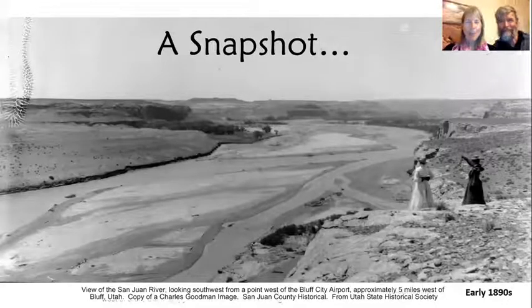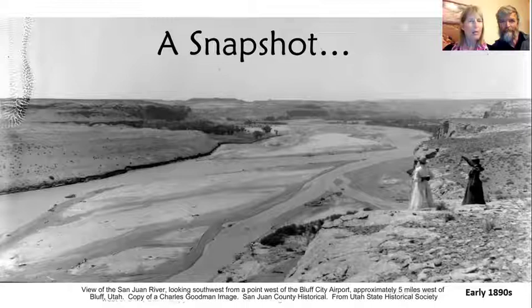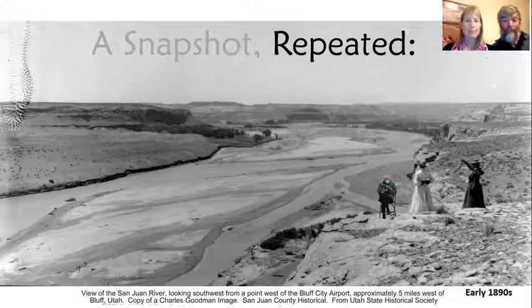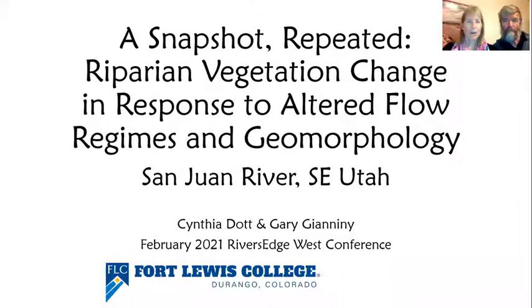Hi, welcome. We're here to tell you a story about a river with a snapshot repeated. This is about the San Juan River, which you can see was scoured to the bottom here. Well, okay, scoured in the 1890s. So we'll talk about riparian vegetation change in response to altered flow regimes and geomorphology on the San Juan River.